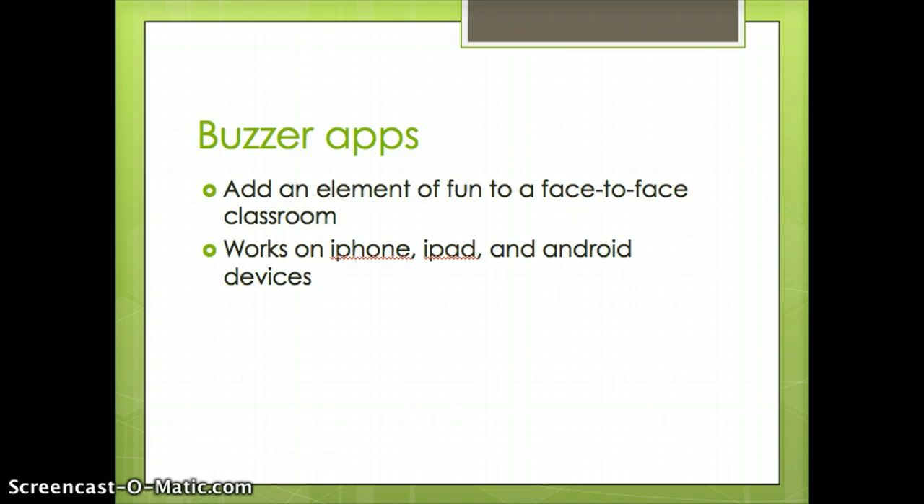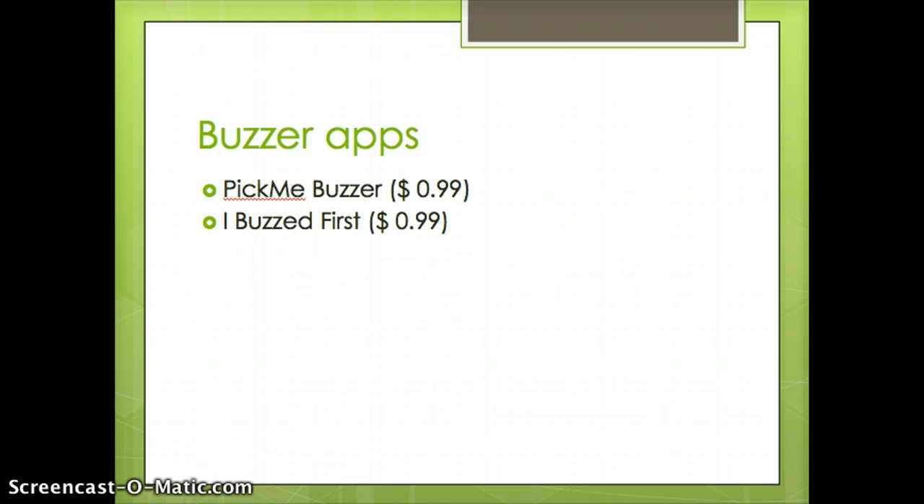There's a couple of buzzer apps that I found to be useful and effective. They both cost 99 cents. They are Pick Me Buzzer and iBuzz First. They basically have the same kinds of functions but look a little bit different in the way that they appear on the student's device. So you might try it in a class where students are willing to spend the 99 cents for the buzzer, or you might try to continue to find free buzzers on your own.